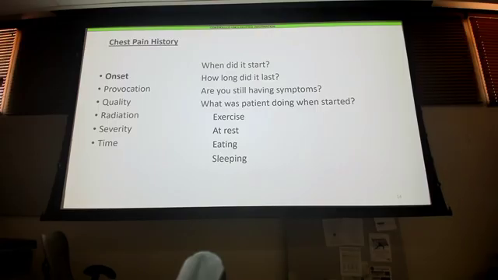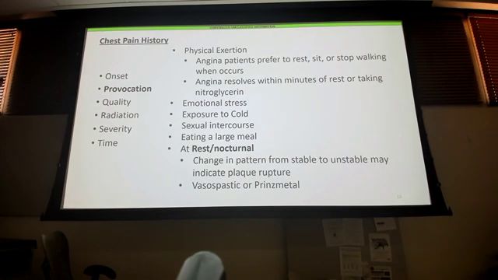Okay? Did it occur at rest? That's another warning sign that this pain is more than stable angina, because stable angina occurs with exertion, not at rest. Okay? So pain awakening you from sleep, pain occurring at rest, those are major warning signs for acute coronary syndrome. So what brought it on? We talked about exertion, emotional stress, cold stress, eating a large meal.